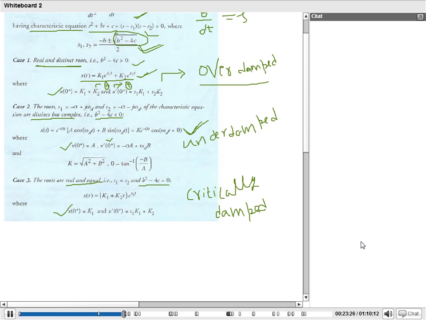So take x of 0 plus, and differentiate x of t one time to get x dash of t. In this x dash of t also substitute t is equal to 0 plus. Solve the two equations for the two unknowns, and you will get k1 and k2. Okay, so this is the procedure to solve second order differential equations.